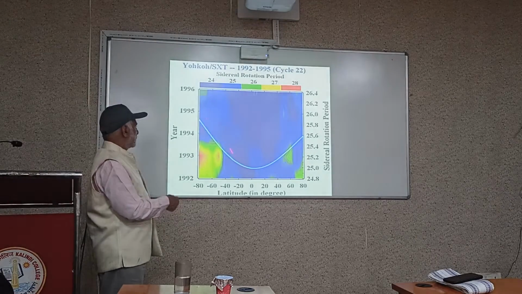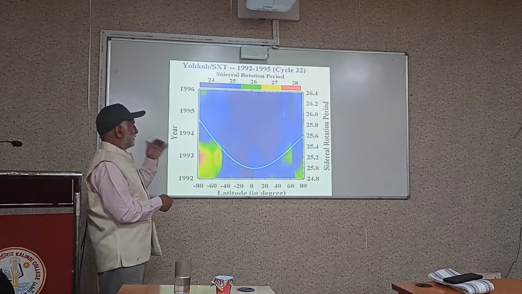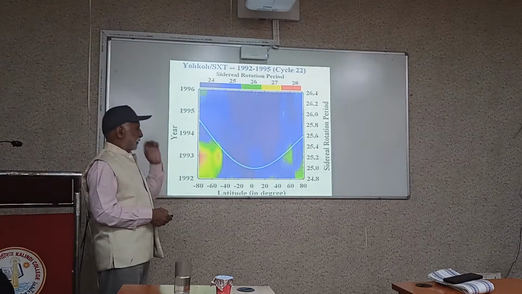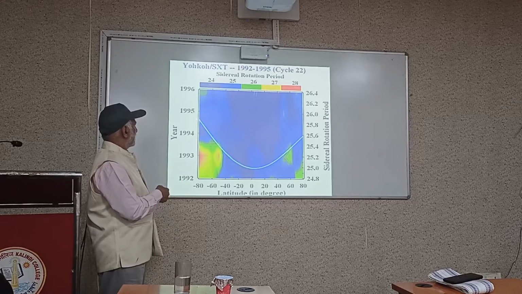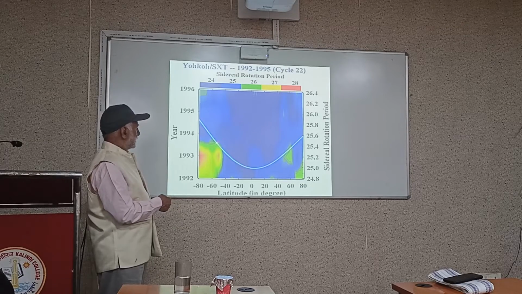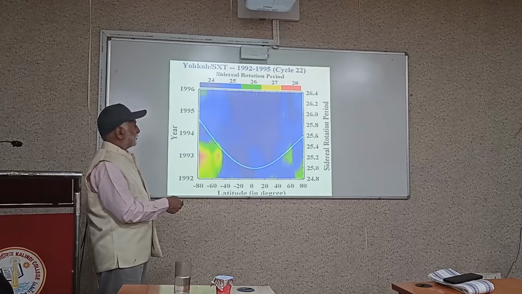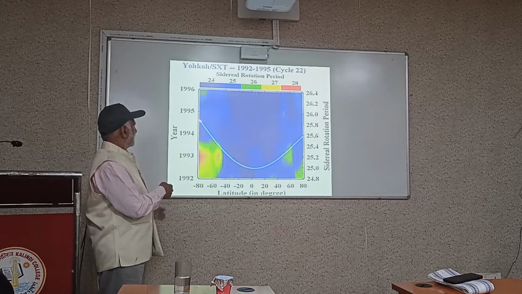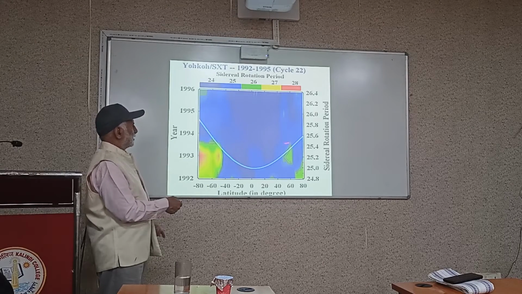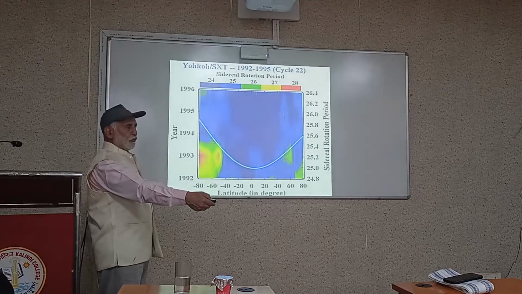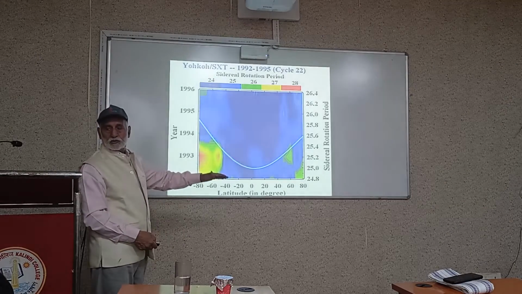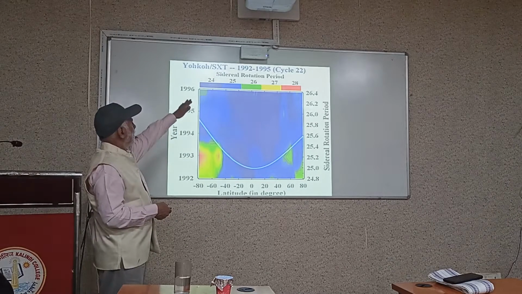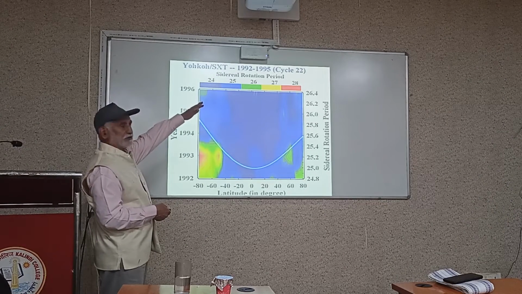So this kind of variation. But interestingly, which was not known earlier, is that there is not only a differential rotation, there is also an asymmetry. Like here, the rotation is large, here the rotation is less on the two poles. So that tells you about the asymmetry of the sun. And this is for up to 92 to 96.